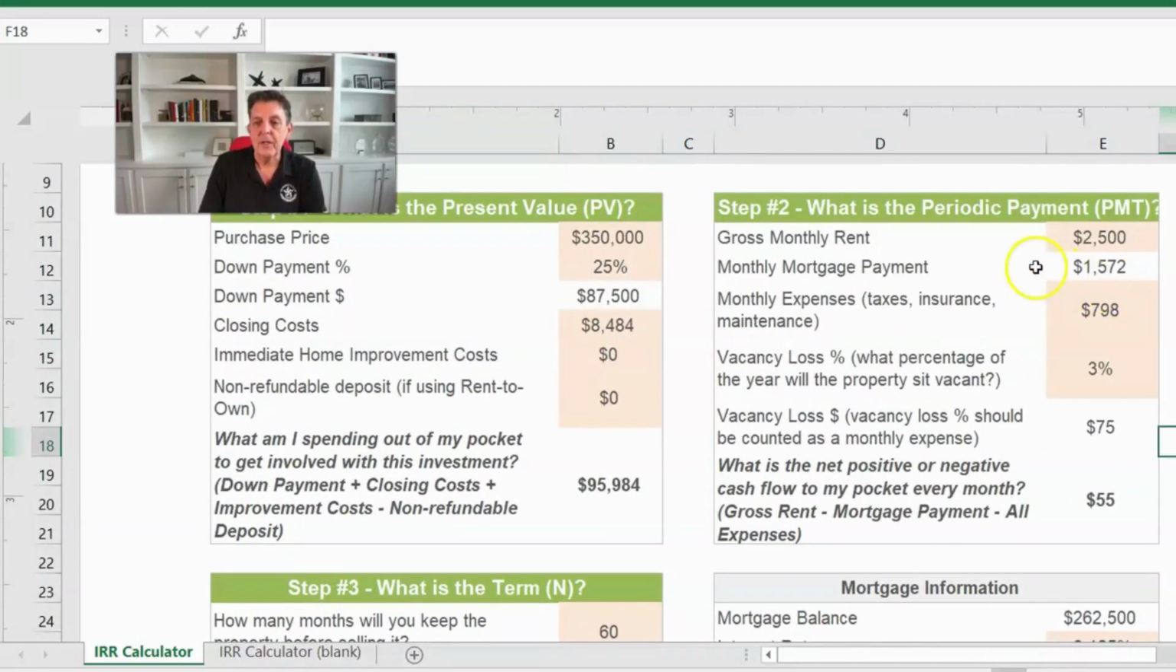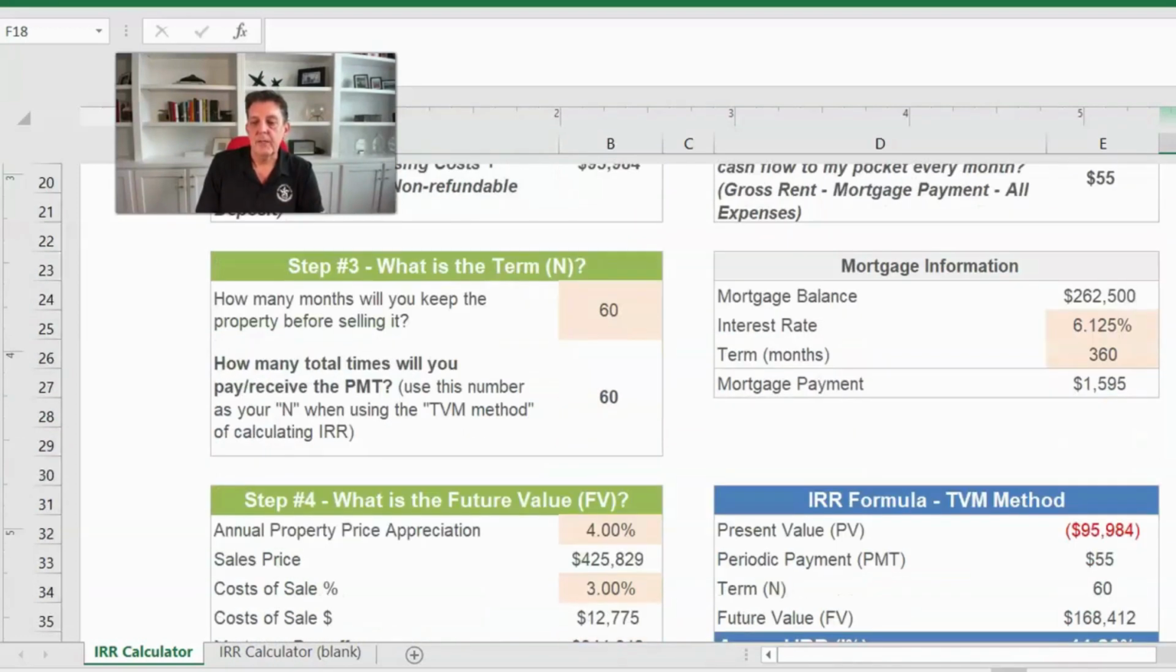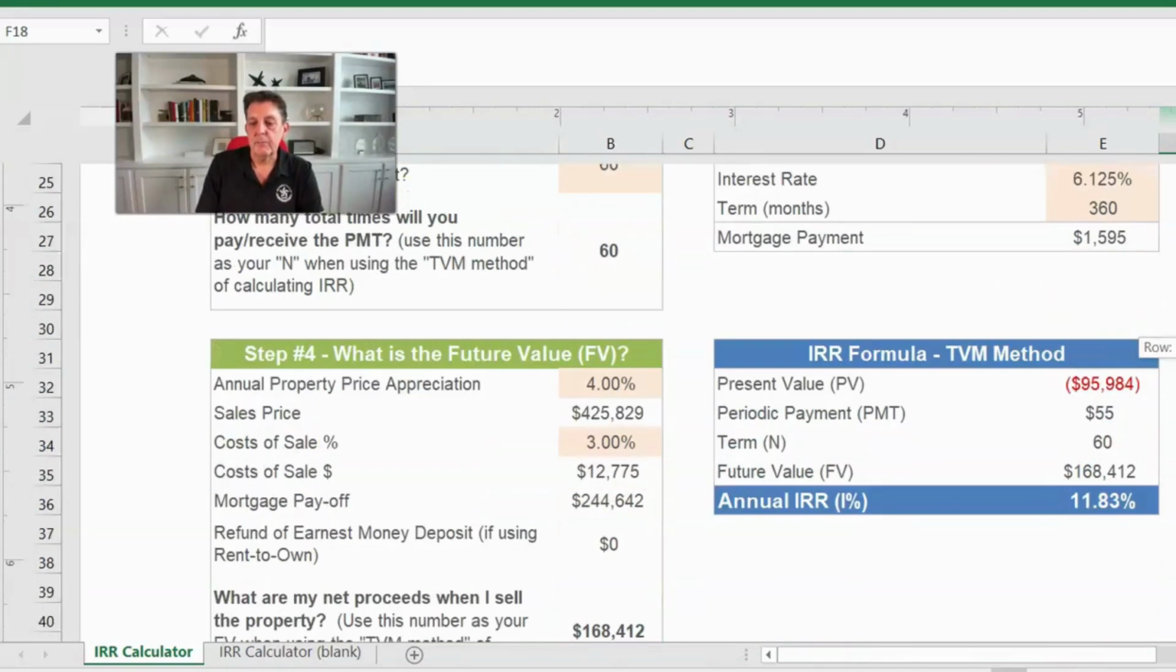And if you look, you see the periodic payments here. You're assuming a rent of $2,500. In this case, we've got a positive cash flow after our expenses. We put a little bit of a vacancy loss just to cover for vacancies here and there in between tenants. And then what we did is we plugged in the rest of the numbers, and we came up with this formula. It's the internal rate of return formula.